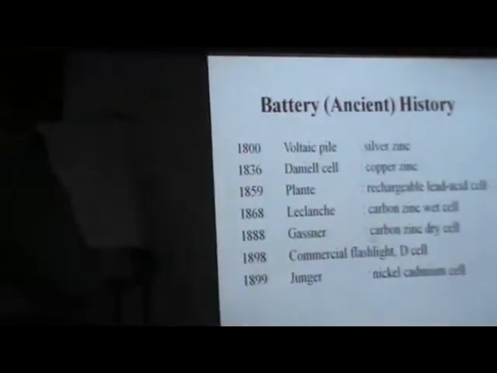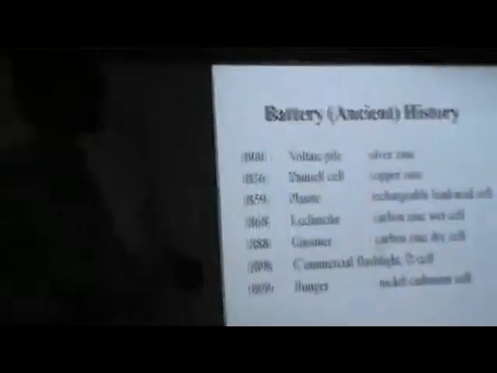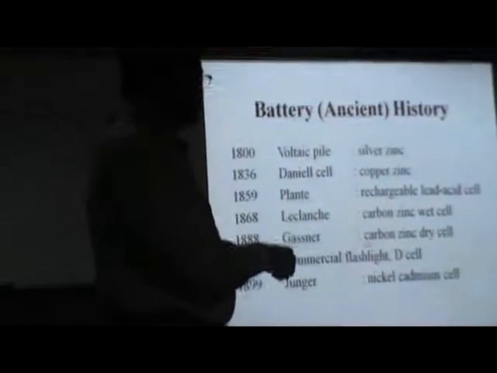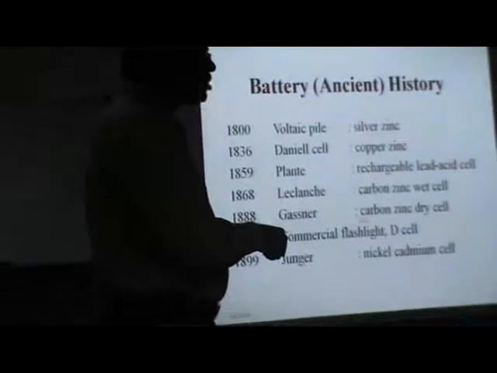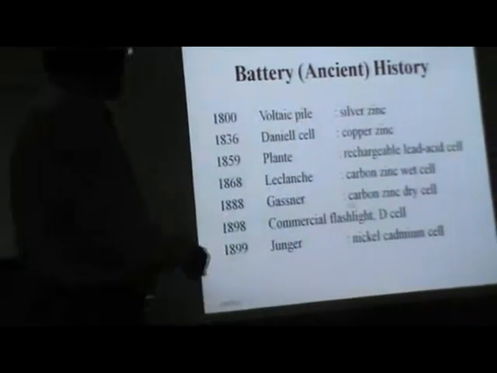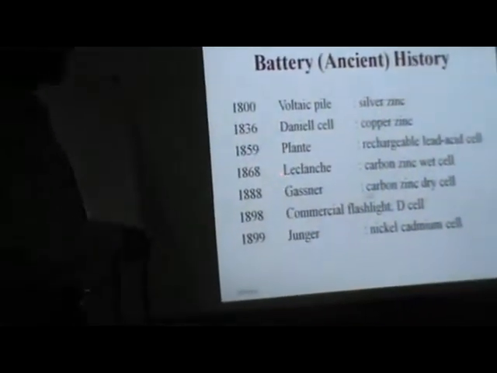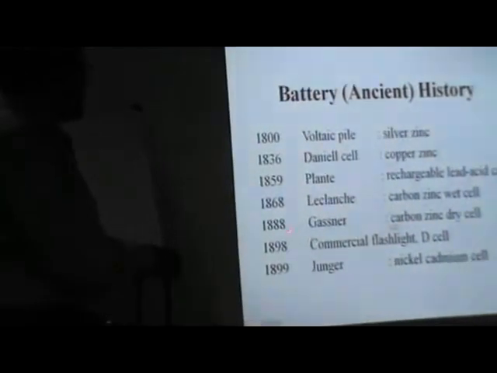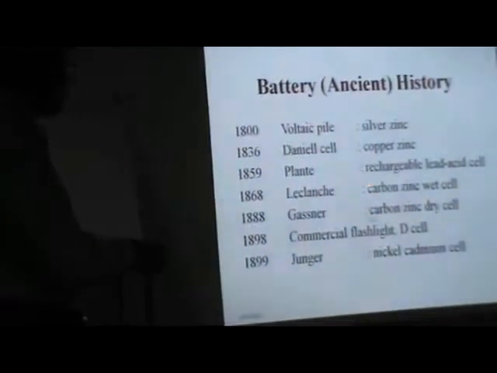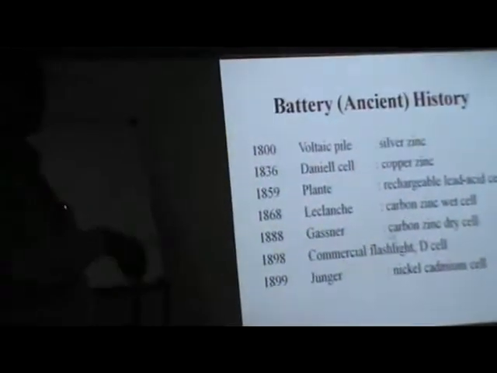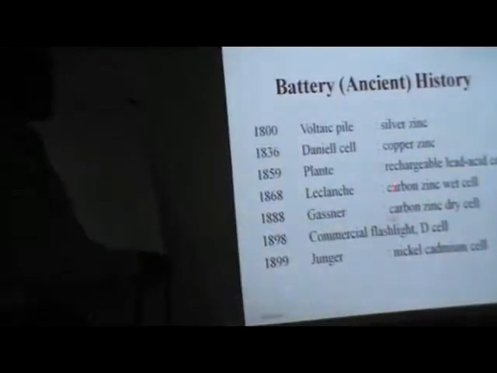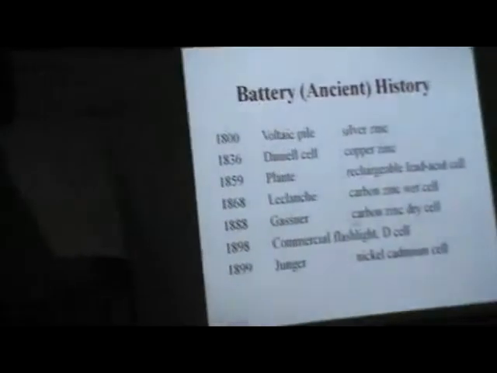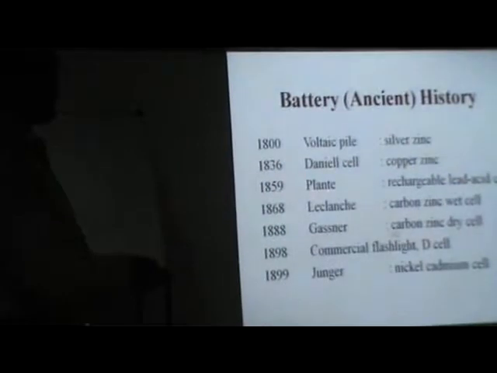After 36 years, the next battery was invented, using some different chemicals. The next one is 1859. After about 20 years, a new battery was invented. This is a rechargeable lead acid battery. Now we mostly use this type of battery in all places, the rechargeable lead acid battery. It was invented by Planté.